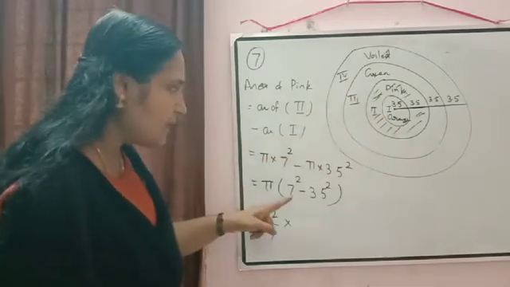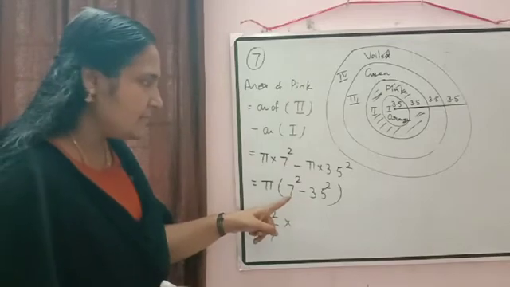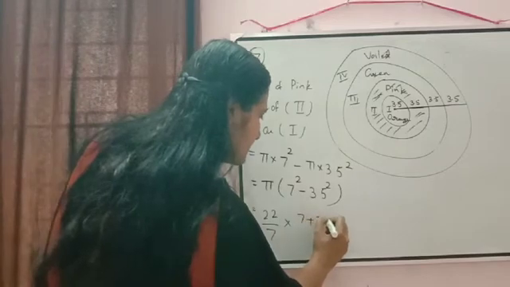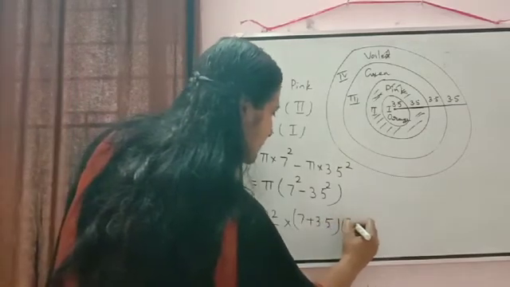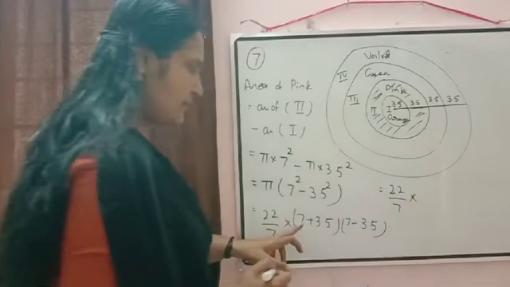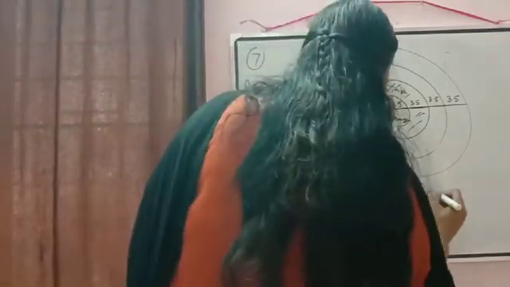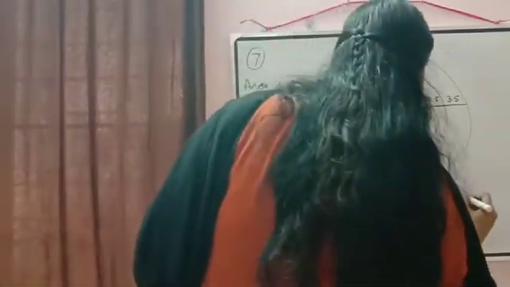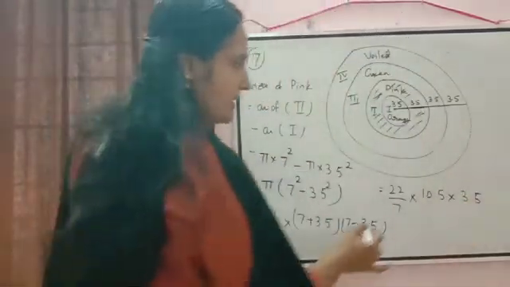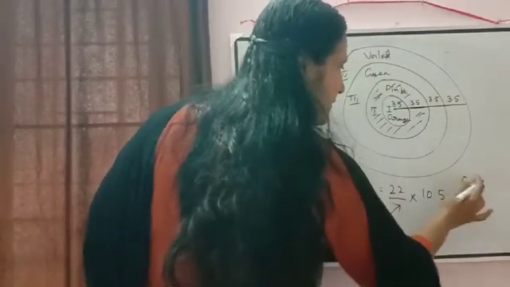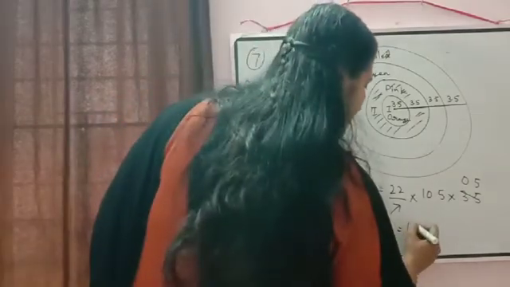So that will be equal to, now here we can use the identity. It is in the form of a square minus b square, so it will come a plus b. So 7 plus 3.5 into 7 minus 3.5. So we will get here 22 by 7 into 7 plus 3.5, 10.5, and 7 minus 3.5, that will be equal to 3.5. So again we can cancel this one. So here it will come 0.5. So 22 into 0.5, that will be equal to 11.